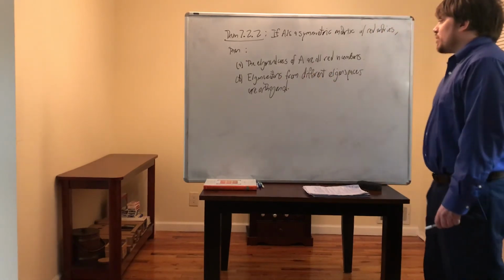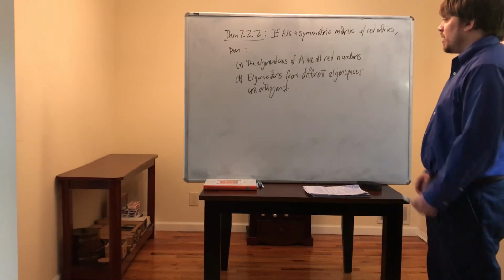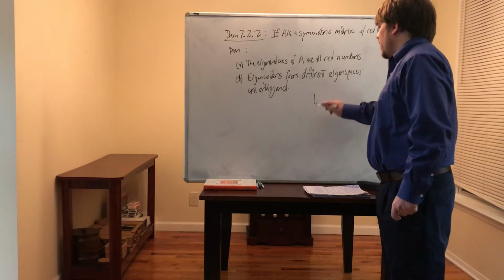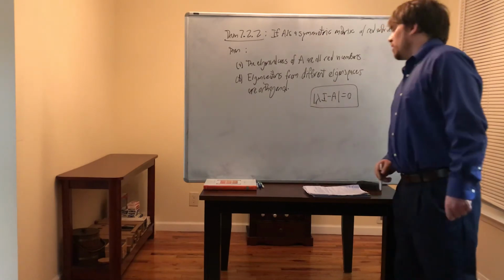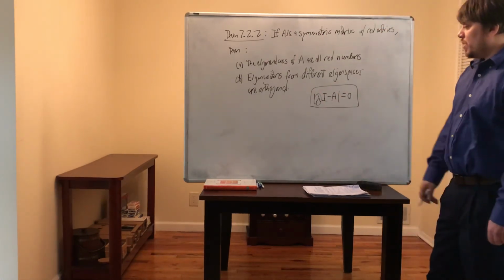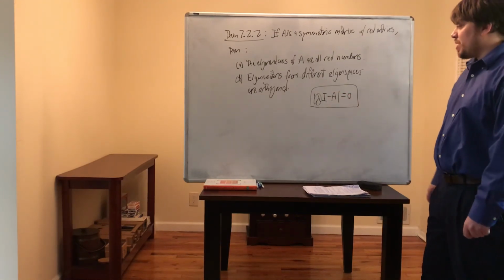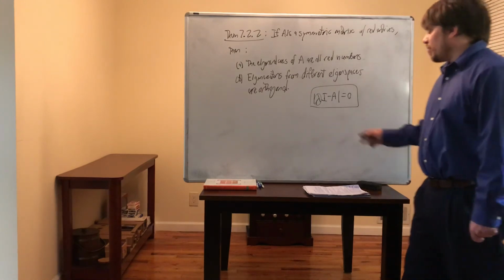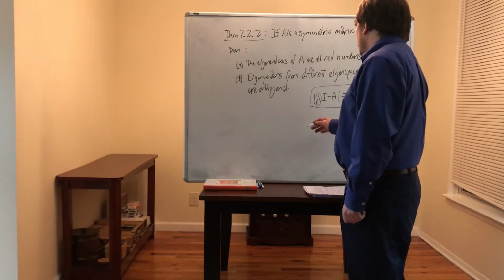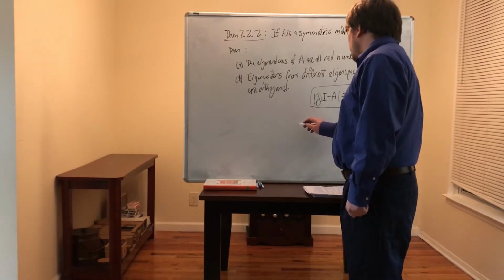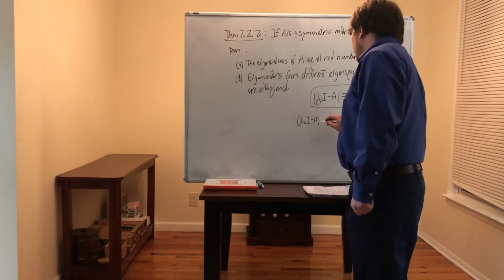Statement B, little b: eigenvectors from different eigenspaces are orthogonal. Okay, so when you find the eigenvalues, you have your characteristic equation. You find all the values of lambda that satisfy that equation. Okay, and for each value of lambda that satisfies this equation, you choose one of the lambdas, and then you get the linear system lambda naught I minus A x equals 0.